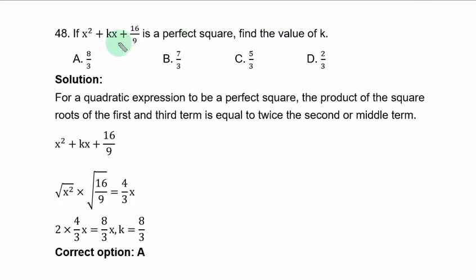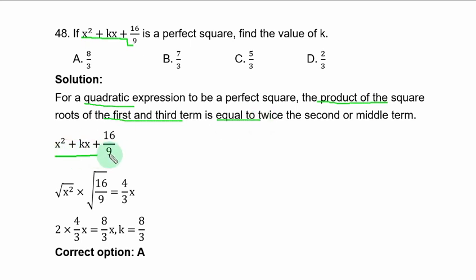Question 48. If s squared plus ks plus 16 over 9 is a perfect square, find the value of k. Solution: for a quadratic expression to be a perfect square, the product of the square roots of the first term and third term is equal to half of the second, or middle term.